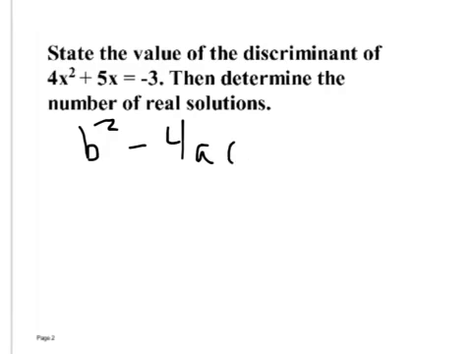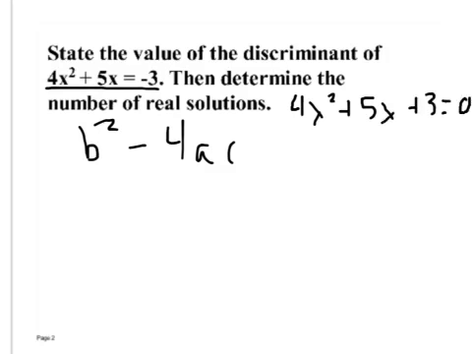First thing we need to do is make this into a quadratic equation. This is not standard yet. So we need to add 3 to both sides. Move it over. So this is 4x squared plus 5x plus 3 equals 0. This is a quadratic equation. So we added 3 to both sides. Now I can use this.